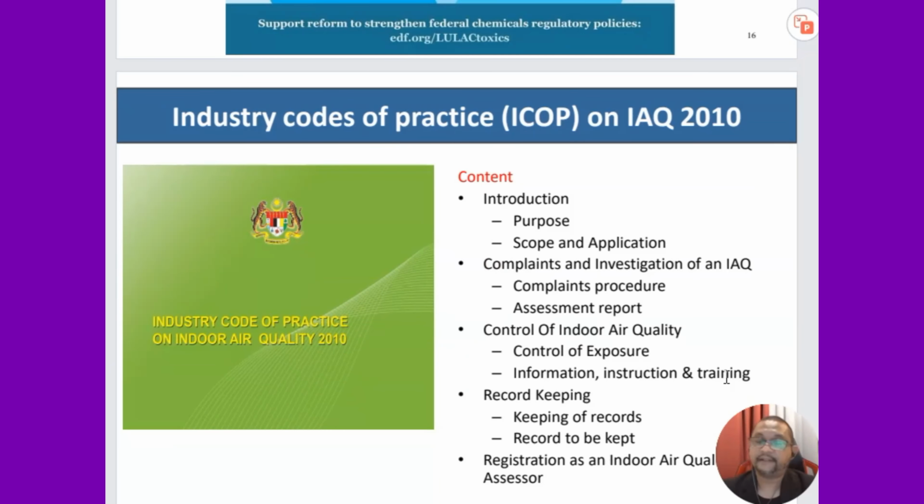Industrial codes of practice, ICOP, are guidelines developed by regulatory bodies, industrial associations, and government agencies to help organizations maintain a healthy and safe indoor environment. This code sets out standards for air quality management, pollutant control, ventilation, and monitoring to ensure the well-being of building occupants. So this is one of the industry codes of practice.